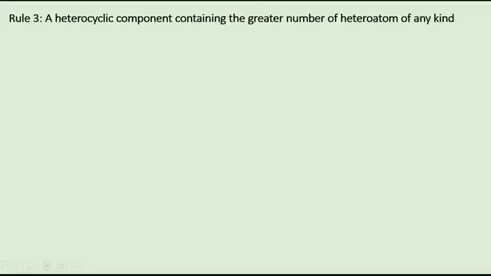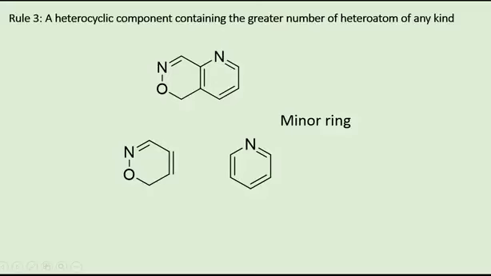So let's move ahead. The third rule is a heterocyclic component containing the greater number of heteroatoms of any kind. That means we have two rings. In one ring we have two heteroatoms, in the second ring we have only one heteroatom. So if we split into minor ring and major ring, the ring containing fewer heteroatoms is always considered the minor ring, and the one with more heteroatoms is always considered the major ring.